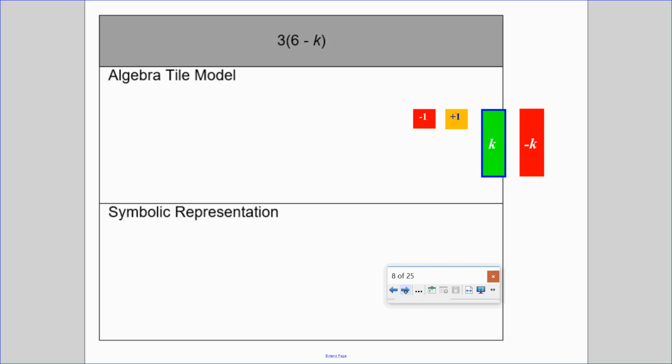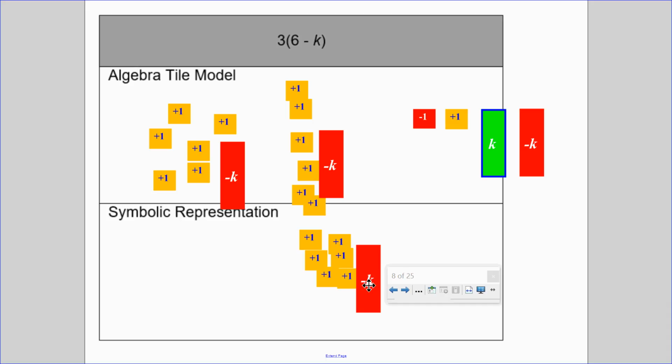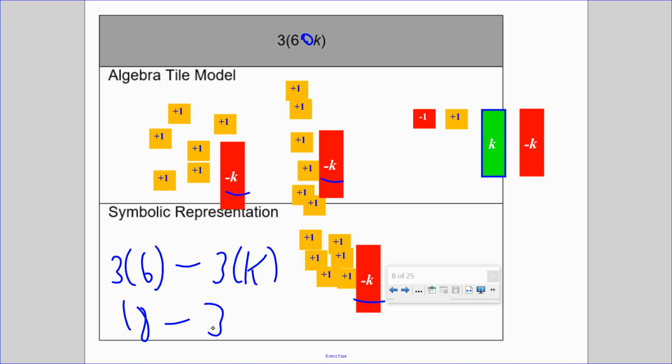Last but not least, we have 3 times the quantity of 6 minus k. 1, 2, 3, 4, 5, 6 minus k. So I see 3 groups of 6s minus 3 k's. So minus k, minus k, minus k is 3 k's. So 18 minus 3k. Again, I solved it using mathematics. 3 times 6 is 18, minus 3 times k is 3k.